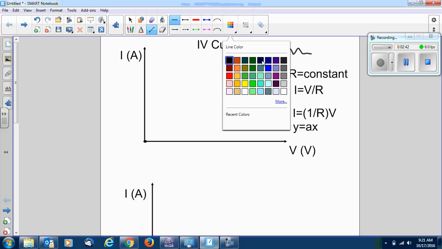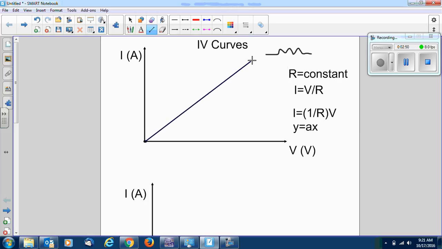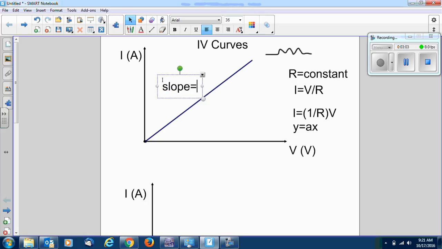So I'm going to go ahead and draw my line. Here's a perfectly good line. Now we know that the slope of this line is going to be 1 over R. And that's basically it. As you increase voltage, you increase current. We know that. And the slope is 1 over R. Well, that was pretty easy.